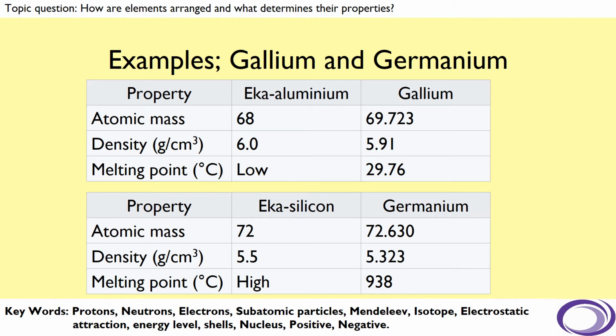Similar with Eka silicon, which was discovered and named germanium. The atomic mass he predicted was very close, as was the density, and he also predicted a high melting point.